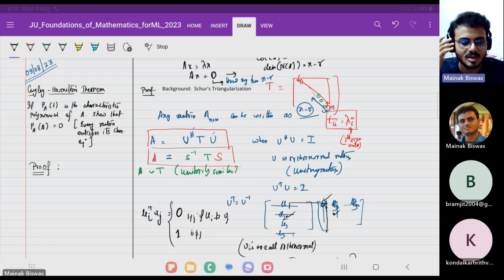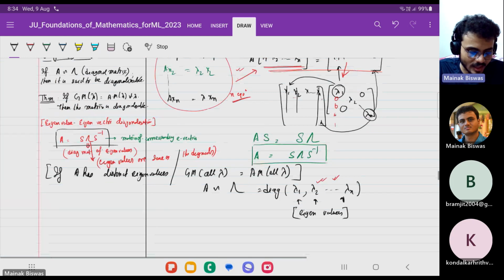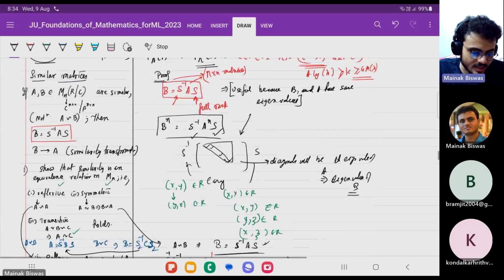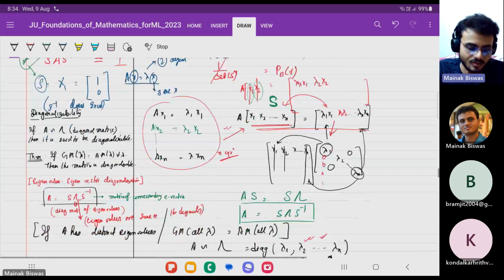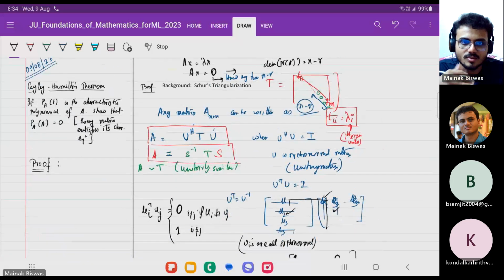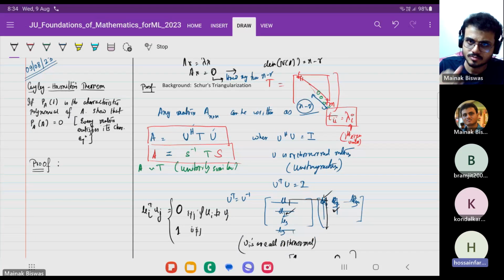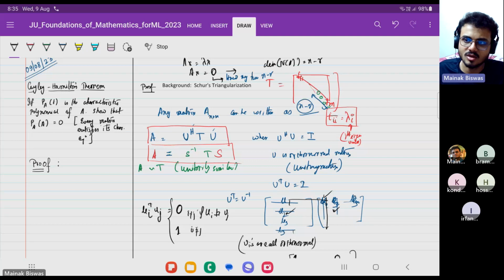So last day we had looked into various features of eigenvalues and eigenvectors, and we had seen properties of similar matrices, and finally we had stopped with a note of Schur's triangularization. So today we'll be trying to prove the Cayley-Hamilton theorem.